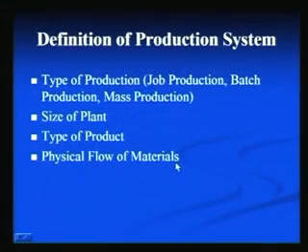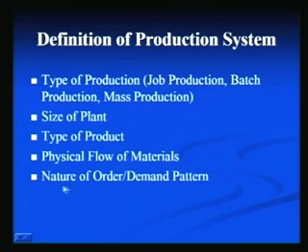Another type of classification which we use is physical flow of materials. Sometime flow of material may be fully automated, sometime it may be semi automated, sometime it may be manual. So, depending on the type of material flow, we can classify our manufacturing or production system. Another is the nature of order and demand pattern. Sometime nature of demand pattern means, for example, if demand is stable in nature, then we can say that system will remain stable throughout the life cycle. If demand is not that stable, it is fluctuating, then we can say this is sort of unstable type of production system. Another classification is based on the variety of jobs.